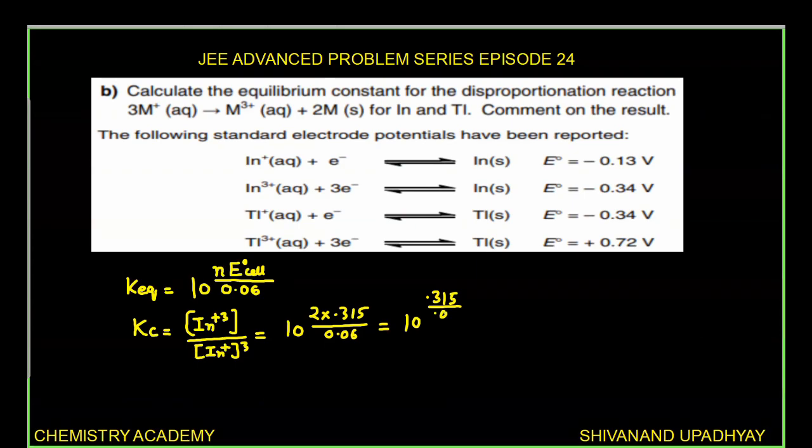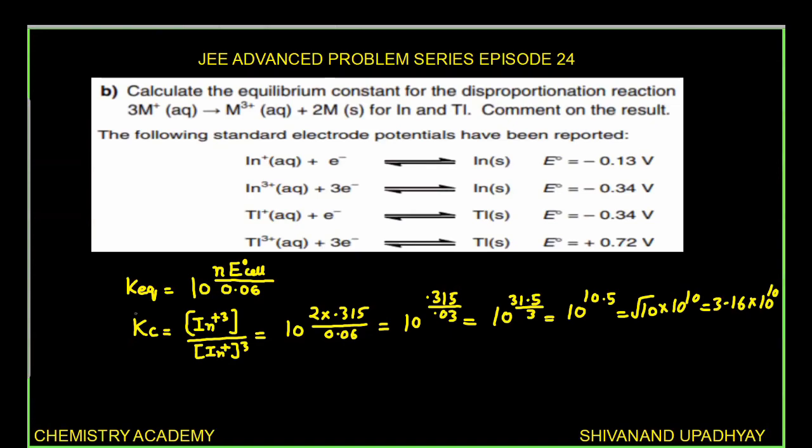If I further simplify, this value is equal to 10 to the power 0.315 divided by 0.03, or 10 to the power 31.5 divided by 3. On simplification, this value is equal to 10 to the power 10.5, right? And this can be written as 10 to the power 0.5, which is the square root of 10, into 10 to the power 10, which is equal to 3.16 into 10 to the power 10, right? Since the value of E naught of the cell is positive, the equilibrium constant is greater than 1.